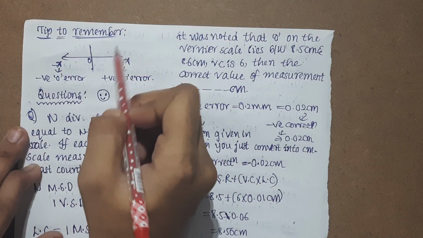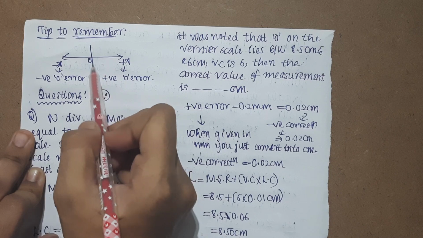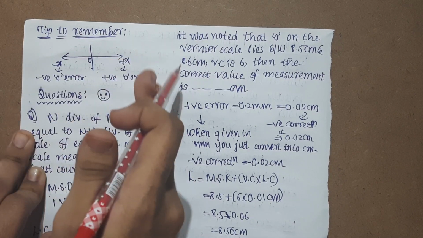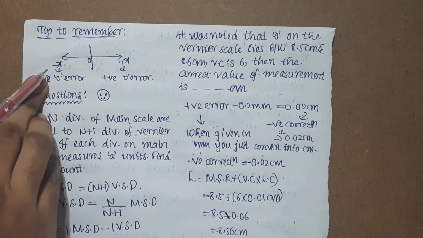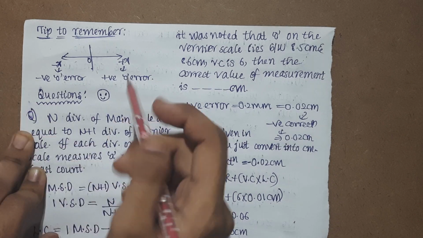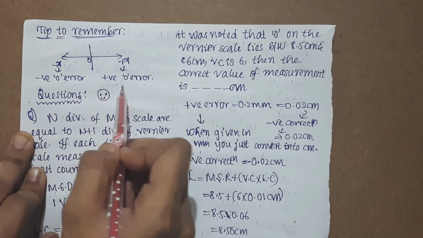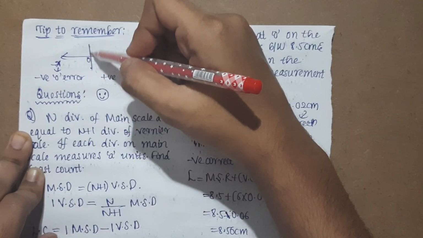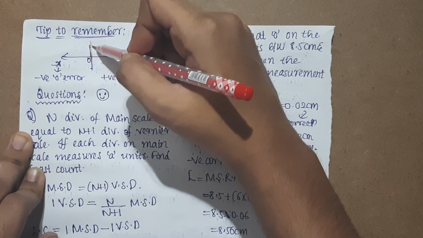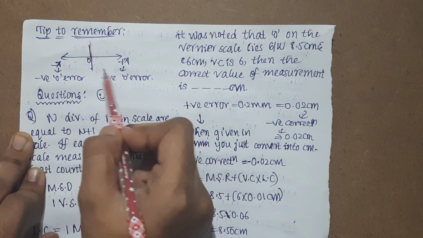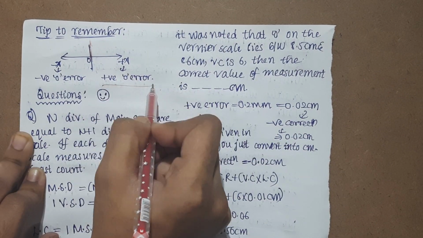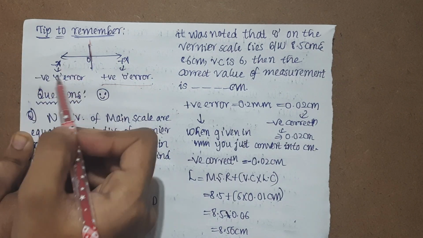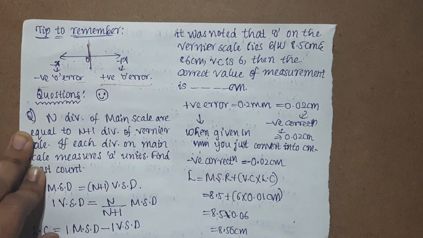And here is a tip to remember. Remember, as this was origin, it is your positive x-axis and it is your negative x-axis. So positive x-axis, positive zero error. It means if you consider this as a main scale, then if it is right side, then it is positive zero error. If it is left, then it is negative zero error.